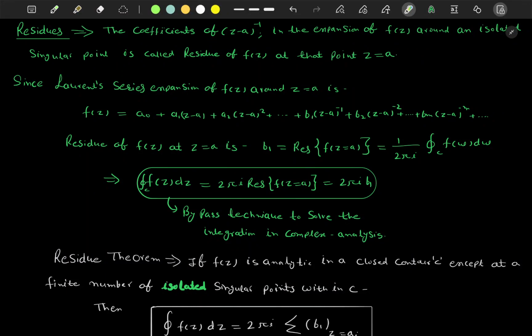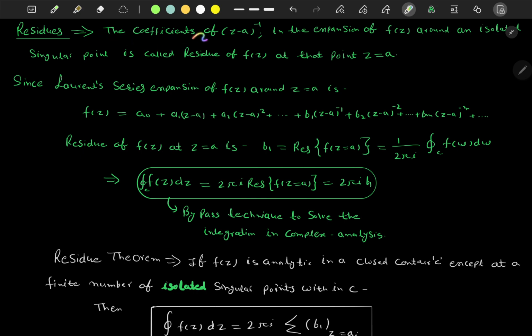Today we are going to start our new topic, that is residues. In complex analysis, residues are well known by everyone, and in every exam it is asked to calculate residues of certain functions. It is very useful because with the help of residues we can calculate the value of complex integrations also. So we can bypass the complex integration and get the direct value of the integrals with the help of residues. That's why these are very important.